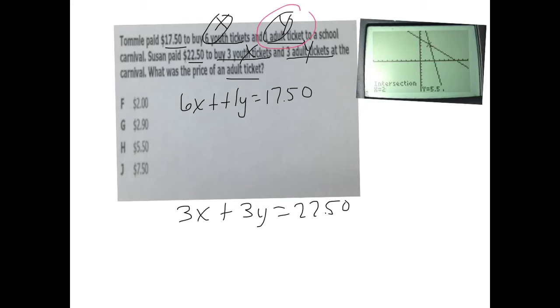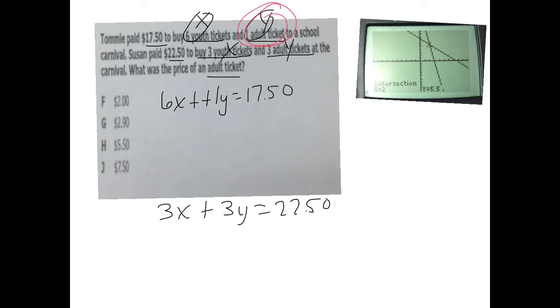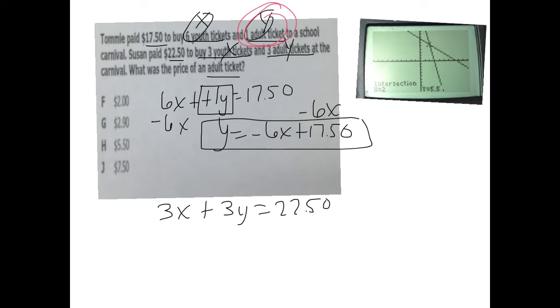Alright, I want to get these into the calculator, and I know that I am most interested in adult tickets, so I'm most interested in Y. Alright, so I'm going to box my Y, minus my 6X over. Y equals, because that's 1Y, mx plus b, so negative 6X first, 1750 second. That one's ready for the calculator. This one's going to be a little bit more work.